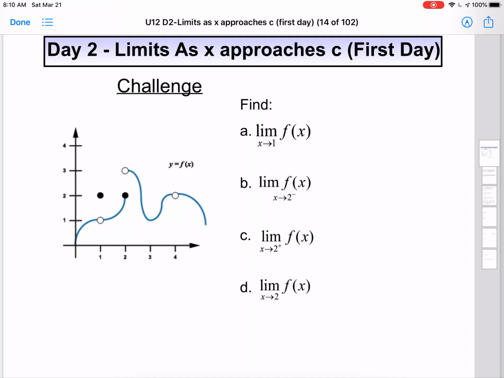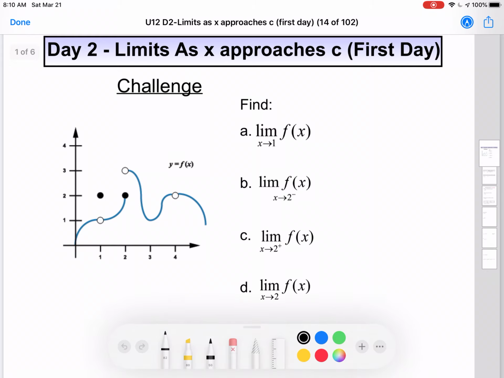So remember what a limit is. The limit of a function as x approaches some value is just the value that y approaches as we come from both directions. So let's review a little bit what we did last time with the limit from a graph. The first one is a two-sided limit because I'm asking you to find the limit of the function as x approaches 1. So that means we're going to come from both sides.